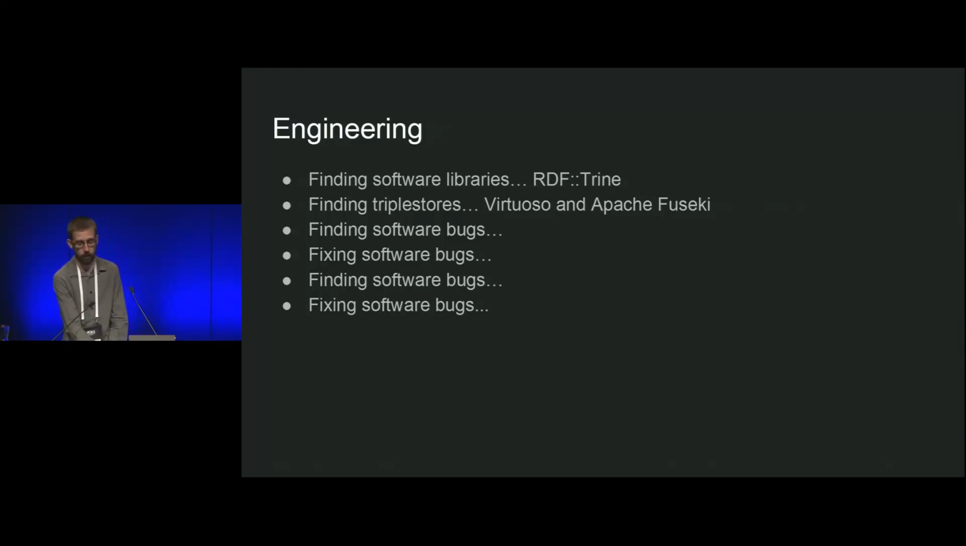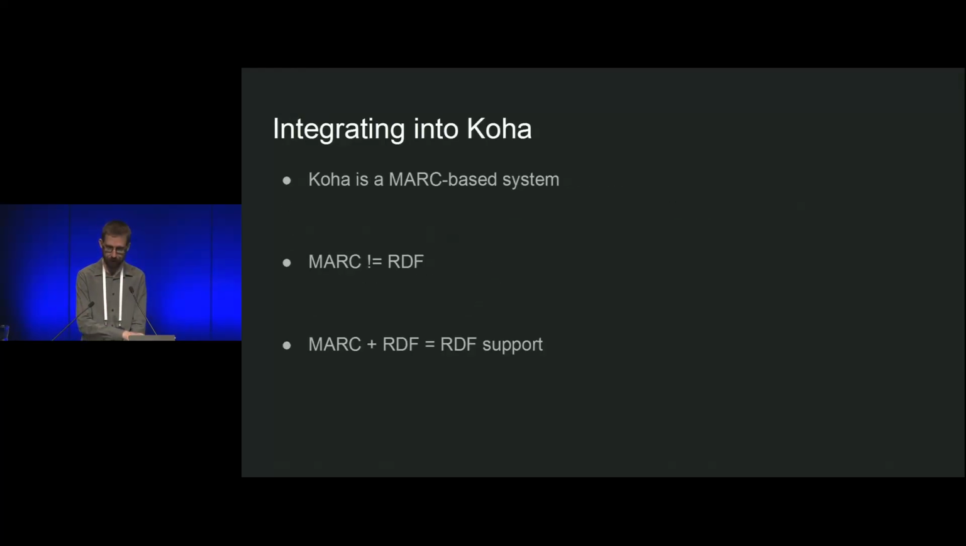So at this point, I'd found my software library, I'd found the triple store, I'd found the bugs and fixed the bugs, and I figured I was done. I could download, process, and store RDF in terms of the contract. I figured I was done. But then I remembered that Koha is a MARC-based system. It doesn't understand RDF. MARC and RDF are not the same thing. So even though it's storing thousands of RDF triples in a triple store, Koha couldn't really do anything with that.